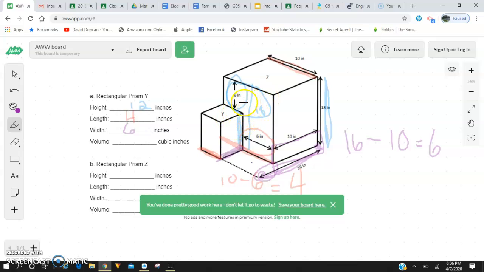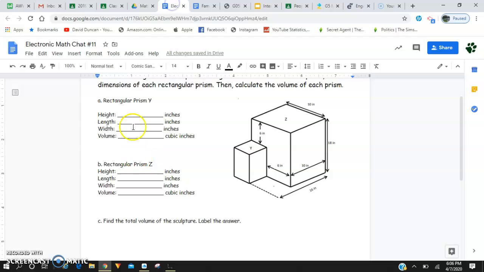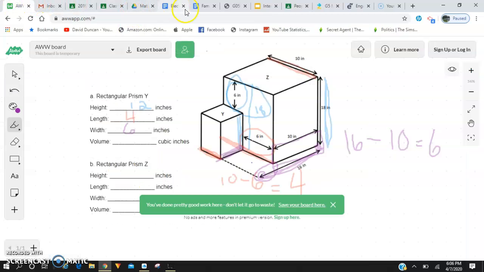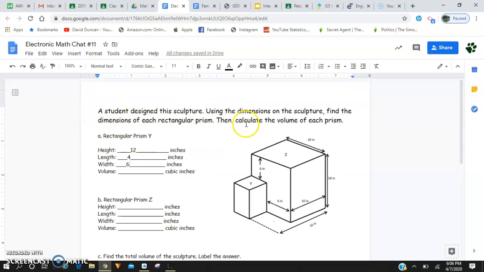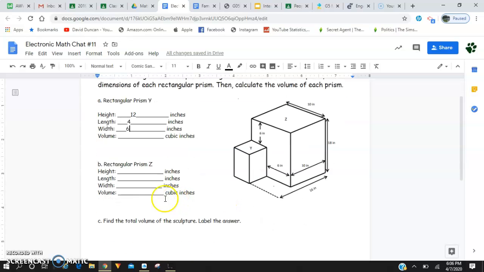I'm going to hop back over to my Google Doc. I'm going to share or copy down the information that we just solved together. The height was 12. The length was 4. And the width was 6. Okay. Now what you have to do is, again, find the volume of prism Y. Find the dimensions and volume of prism Z, and find the total volume of the sculpture.